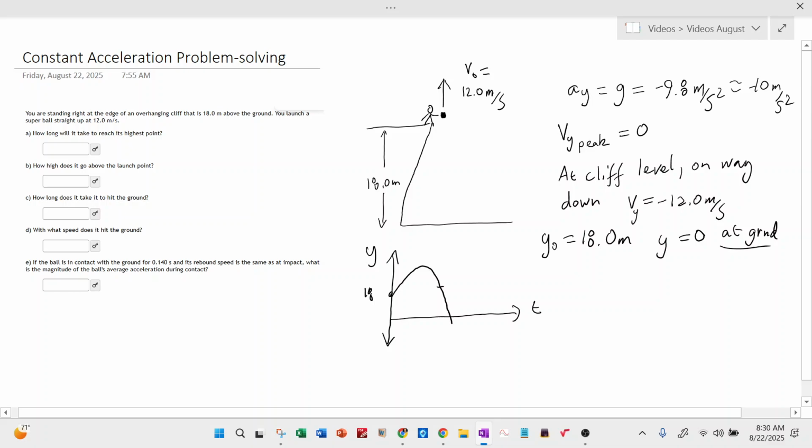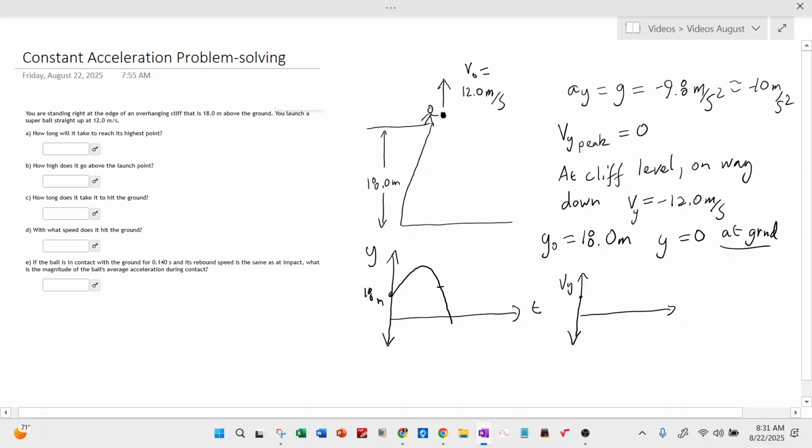What I'm saying is, when it gets here, the slope of the tangent line at this point, which is at 18 meters again, will be equivalent in slope, in magnitude, to the initial slope. So this speed will be 12 meters a second, and the velocity will be negative 12 meters a second. And I could also sketch a velocity time graph.